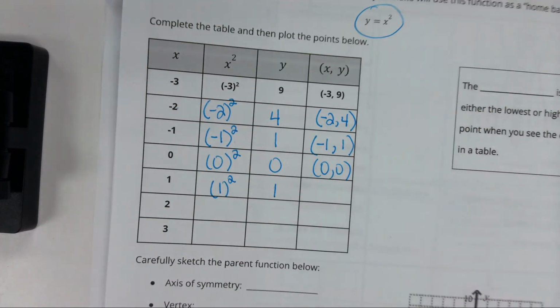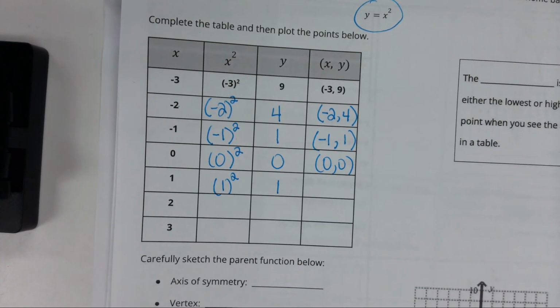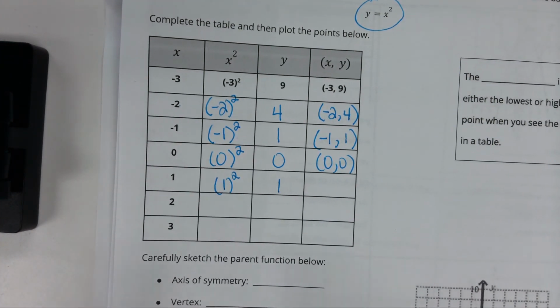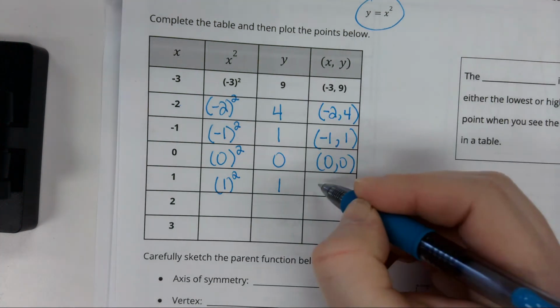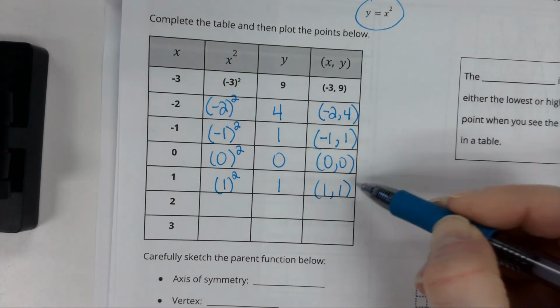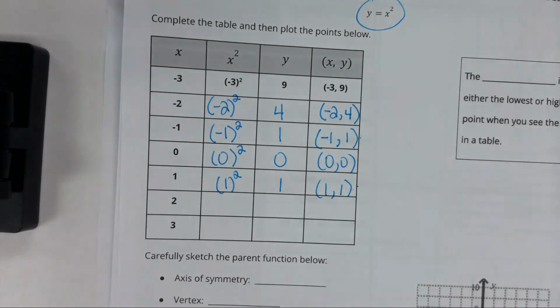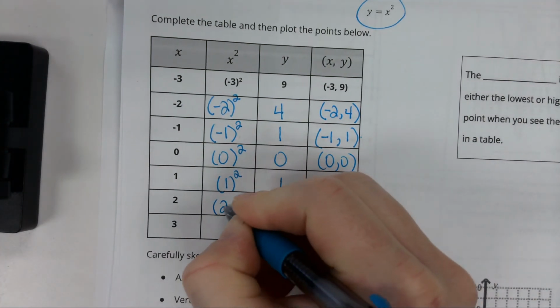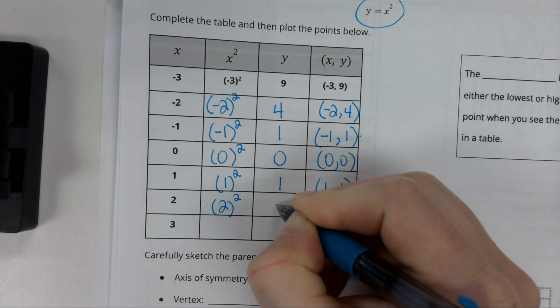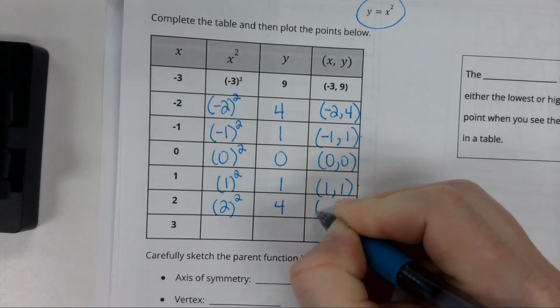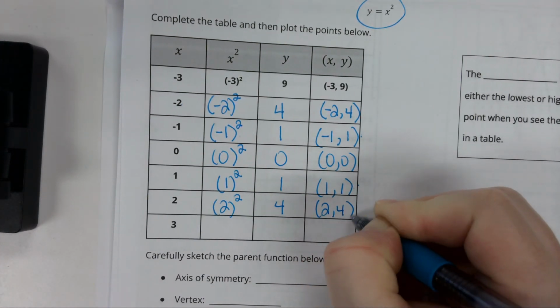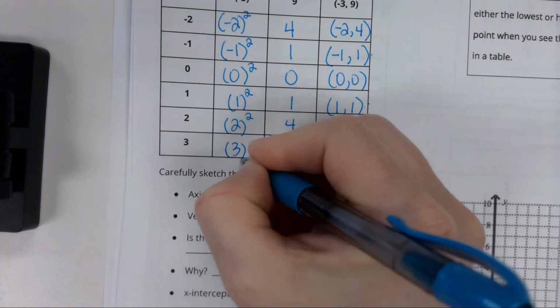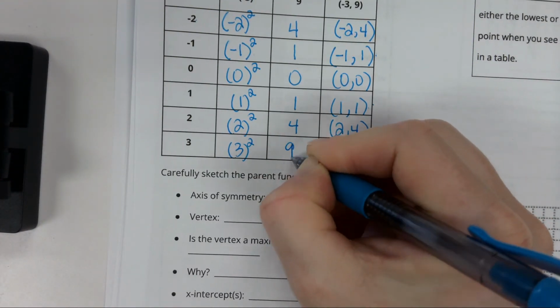So what you're going to notice is some of these outputs are the same, but this time the input was 1 and the output was still 1. So these 2 points, that's where it's symmetry. You're going to see when we graph it. What's 2 squared? 4. And what's 3 squared? 9.